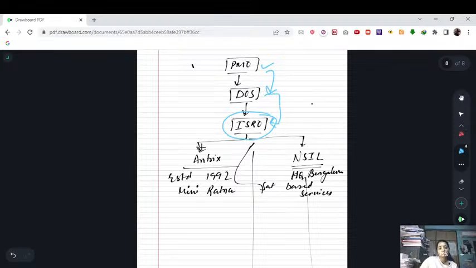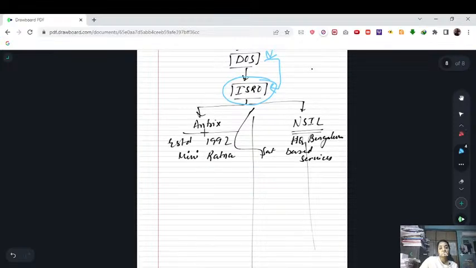Now ISRO has two components, which are Antrix and NSIL. Antrix is a mini Ratna. This works with the launching of both public and private satellites, works with government, and helps in launching of new satellites, while NSIL is the private hand of ISRO. This is helping in privatization of our satellite and space technology. So basically it is the profit earning sector of ISRO.